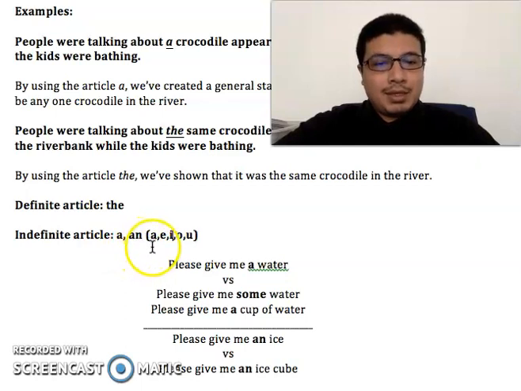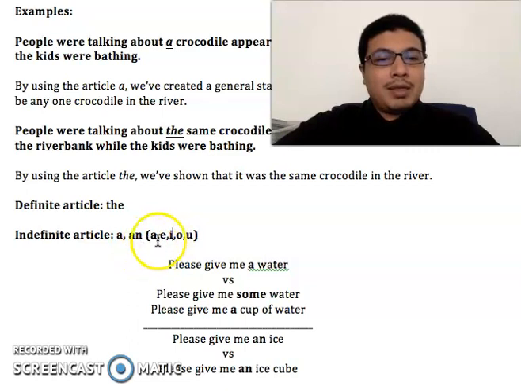An ant, an elephant, an individual, an orangutan, an umbrella. But there are some exceptions which we'll talk about later. So we'll have to be careful when we use the article.